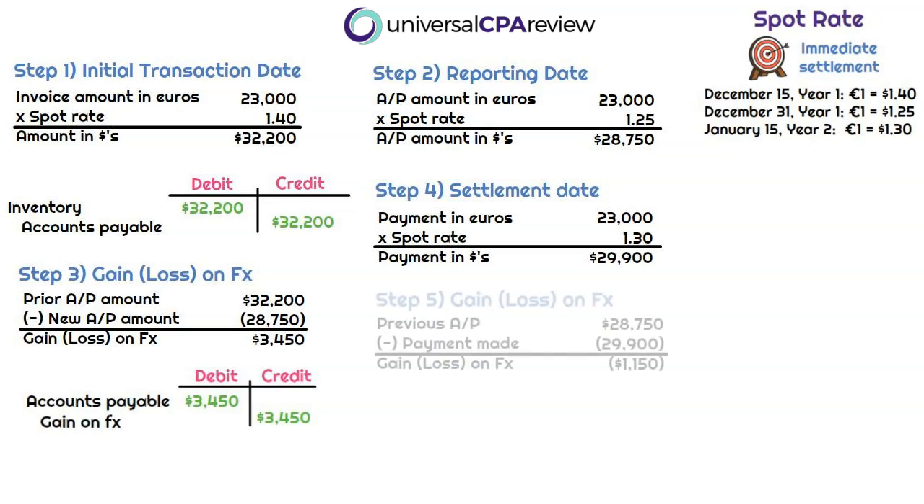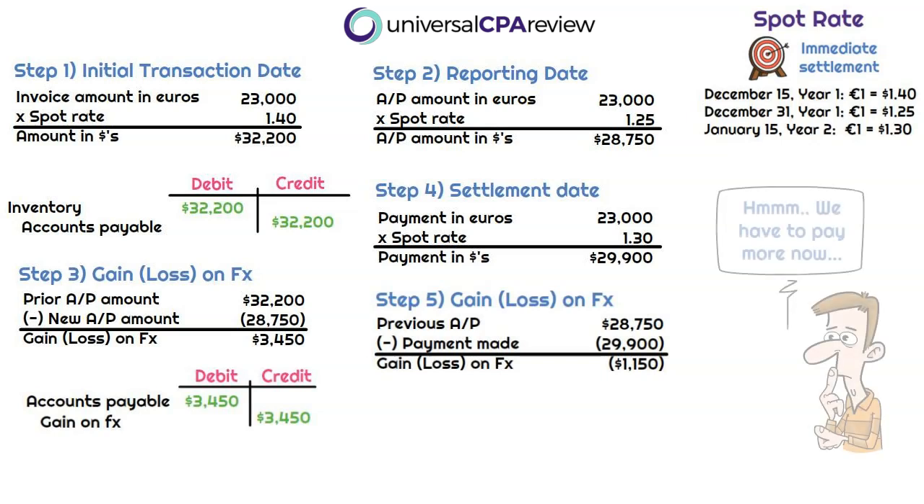$29,900. So in step 5, when we compare that to the prior invoice amount, that ends up being actually more than what we thought. So that results in a loss on foreign exchange of $1,150. You see what I mean? On our balance sheet, our invoice was $28,750, but we actually made a payment of $29,900. So we're paying more than we thought we were going to based on the latest spot rate. So that's not good for Joey's Pizza. That's a loss on foreign exchange of $1,150.